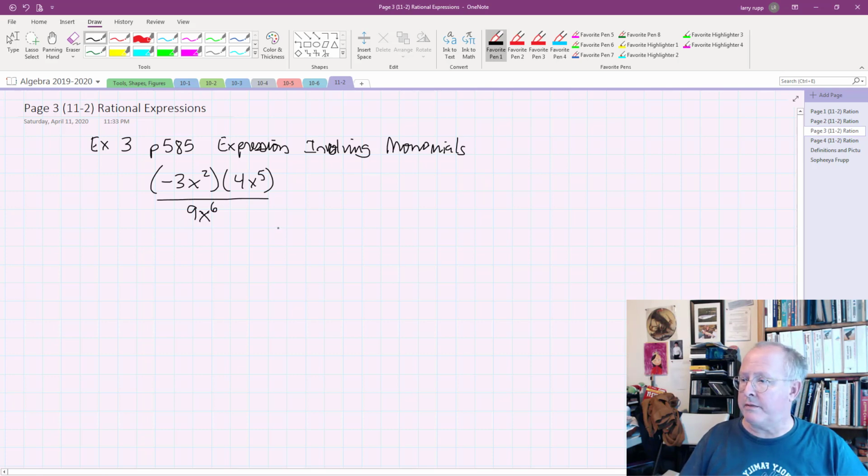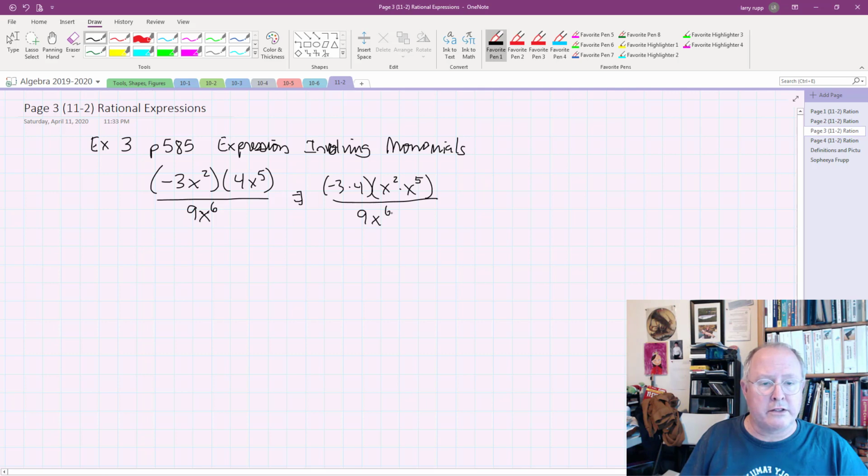So how do you go about simplifying something like this? Well, these are two monomials, and they're being divided by a monomial on the bottom. So let's go ahead and find the product of the numerator. Negative 3x squared times 4x to the 5th. So that'll become negative 3 times 4 times x squared times x to the 5th, and that's all over 9x to the 6th.